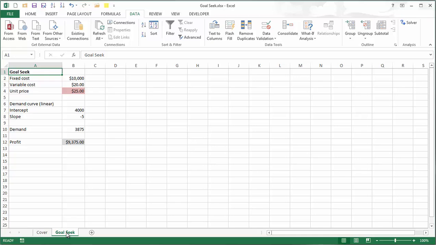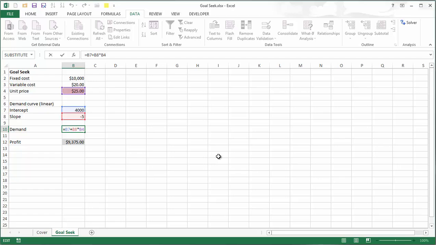There is a fixed cost of $10,000, a variable cost of $20, the company can change the unit price to whatever it wants, and there is a demand curve that decreases with slope 5. This means that the more the company charges in its price, the lower the demand will be. The demand is then a function of price found from the demand curve. Finally, the profit is the difference between unit price and unit cost times the demand minus the fixed cost.